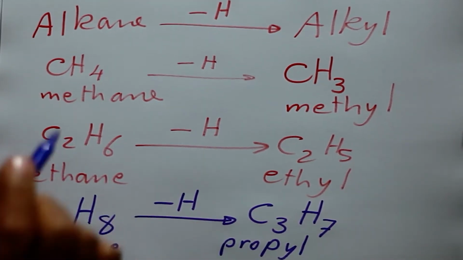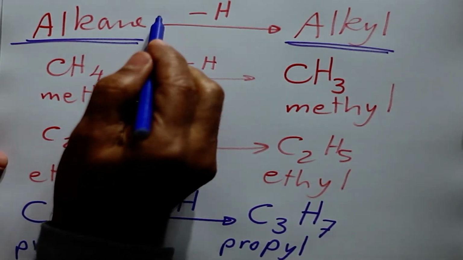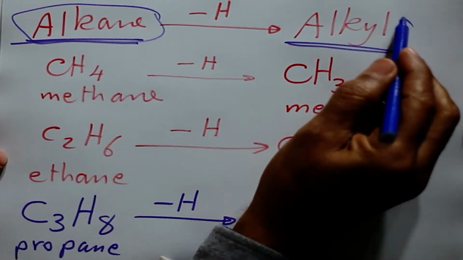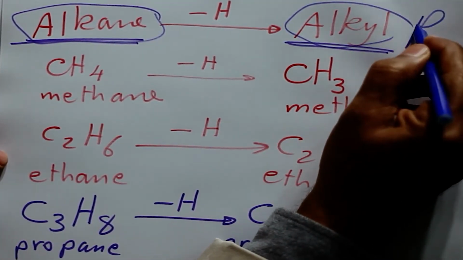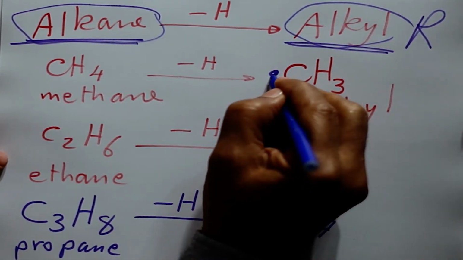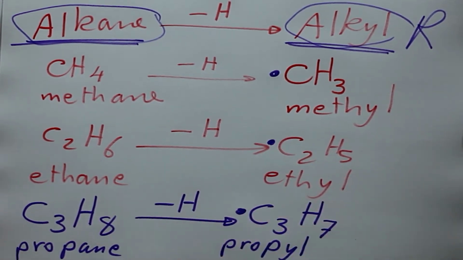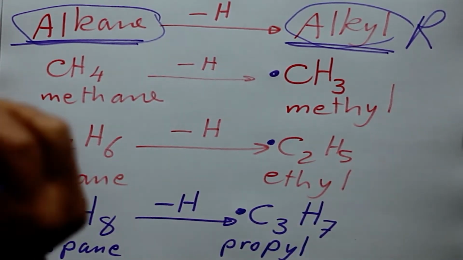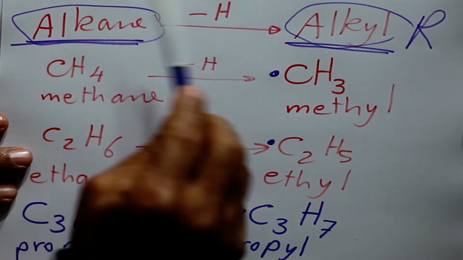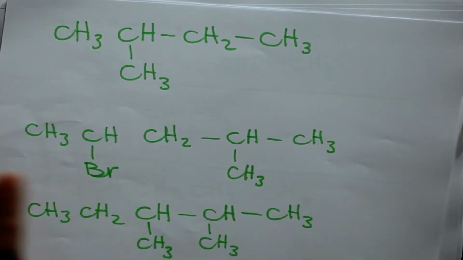What is the difference between alkane and alkyl? Alkane is a compound, but alkyl is a radical. It is symbolized by R. It has an active position. It can connect with another compound or groups. That's the difference between alkane and alkyl. What are the rules of nomenclature according to the I.U.P.A.C. system?